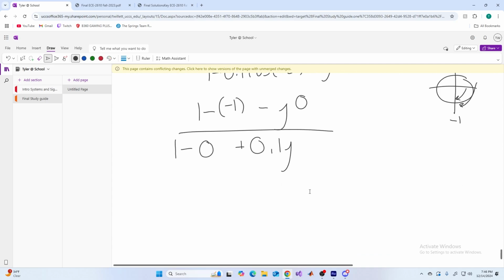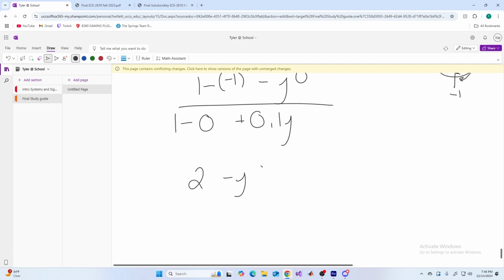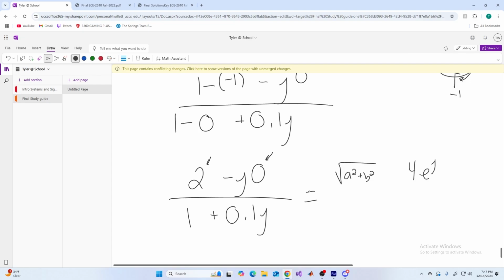So, we have to consider now, we're going to have 2 minus j, well, it's 2 minus j, 0, all over 1 plus 0.1j. We now need to convert this into exponential form. To convert this to exponential form, I'll just do this for the top really quickly. Your magnitude is the square root of a squared plus b squared, where this is a, that's b. You're going to get 4 squared plus 0. You're just going to get 4 up front, e to the j, and then you have your arctangent of 0 divided by 2.